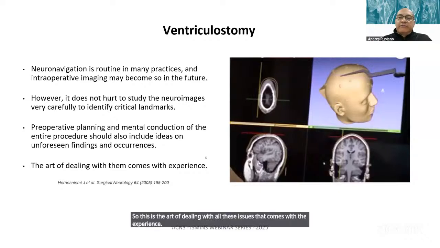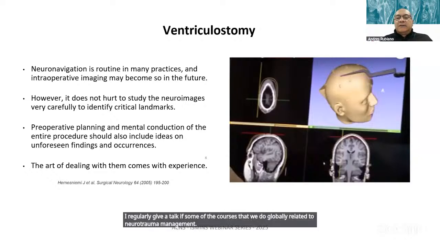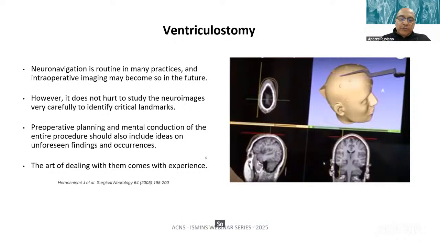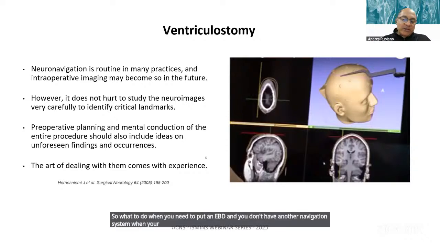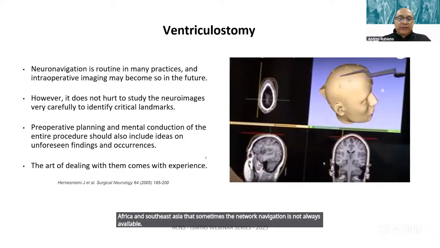I regularly give a talk in some of the courses that we do globally related to neurotrauma management. So what to do when you need to put in an EVD and you don't have a neuronavigation system, or when your neuronavigation system is broken, or as happens in many areas, especially in Latin America, Africa, and Southeast Asia, where sometimes neuronavigation is not always available due to many different barriers.